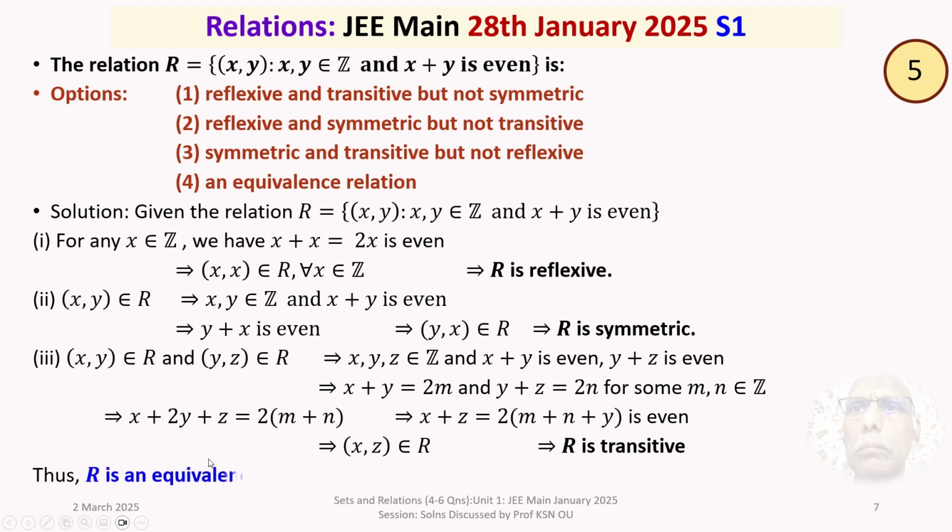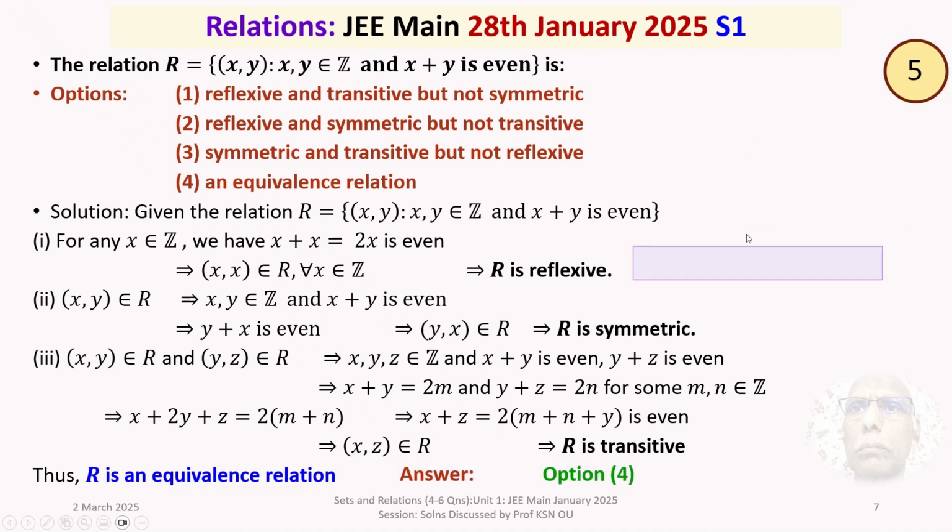So R satisfies all the three properties: reflexivity, symmetry, and transitivity. Therefore, R is an equivalence relation. So let's look at our options. Options are given here, and the answer to this question is option 4.